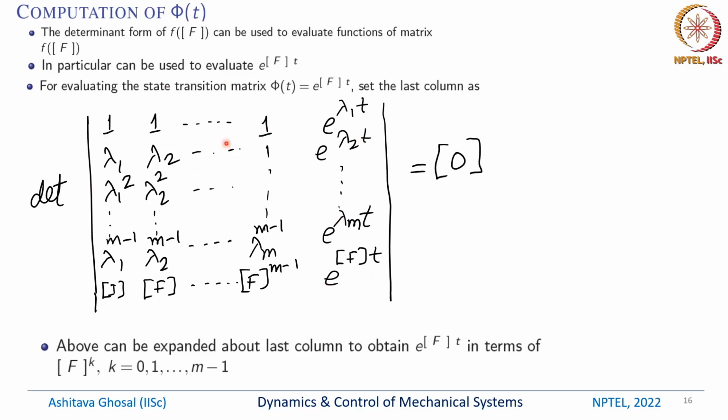this is an equation which involves many terms, but we can expand about this last element, and then we will get e to the power ft into something will be equal to something, and then we can solve for e to the power ft. Okay, it turns out we will get e to the power ft in terms of F to the power k, basically these terms here, where k equals 0, 1 through m minus 1. Okay, so this is a very complex but very general purpose way to find the exponential of a matrix.